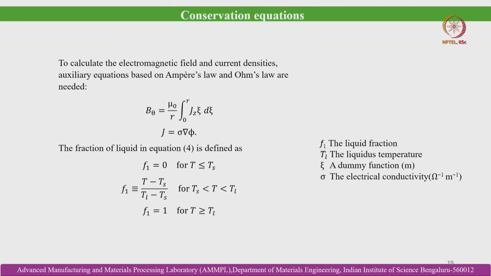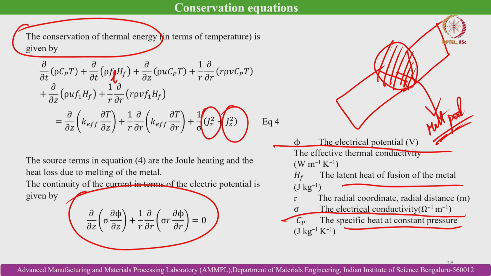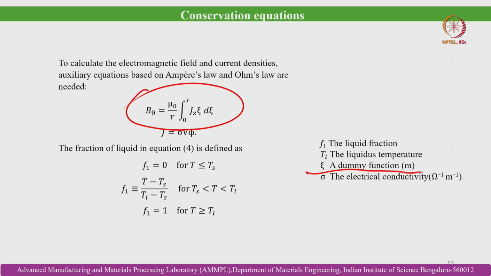Then to calculate the electromagnetic field and current densities, auxiliary equations based on Ampere's law and Ohm's law are needed. So, what are those auxiliary equations? That is B_theta equals μ0 by r times the integral from 0 to r of J_z, the axial current density, times ε dε, where ε is a dummy variable and dε is its differential form, and the current density J is equal to minus σ grad φ, where φ is the electric potential and σ the electrical conductivity.